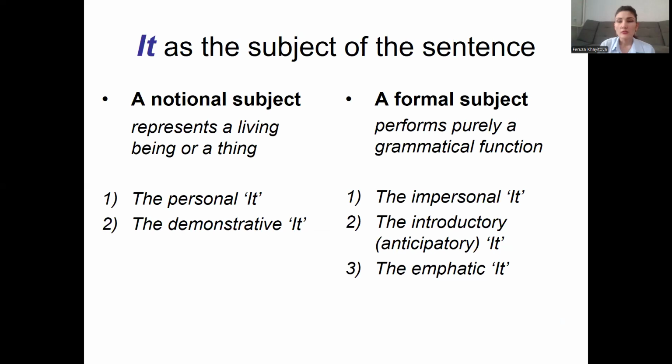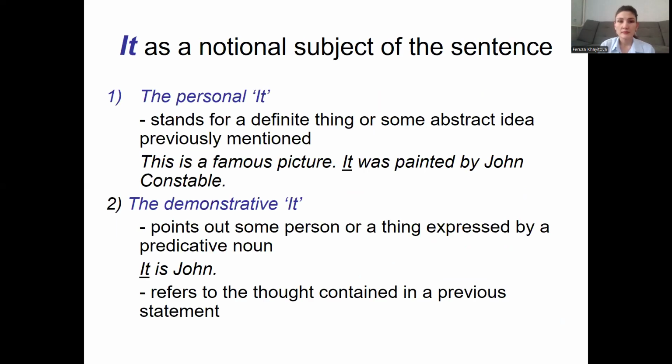It as a subject of the sentence. A notional subject represents a living being or a thing. The first, the personal it. The second, the demonstrative it. The formal subject performs purely a grammatical function. The first, impersonal it. The second, introductory or anticipatory it. The third, emphatic it.